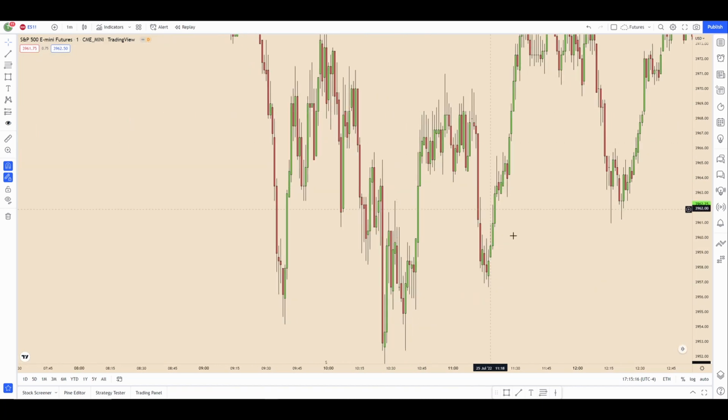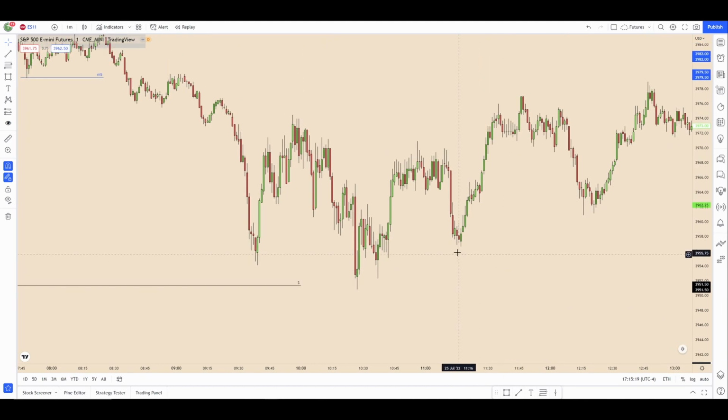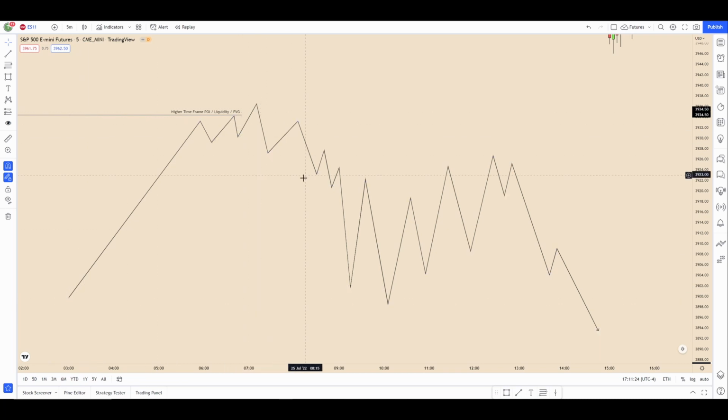Same thing for getting long. If you got long in here, this order block, you can use the low of this candle or put it below the short term. Let's look at this price action, and this fits in with the model.